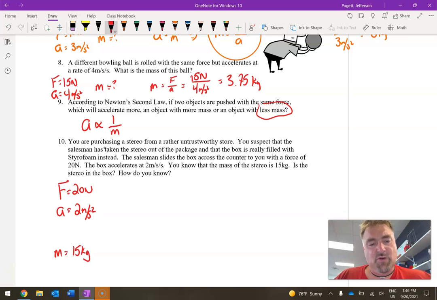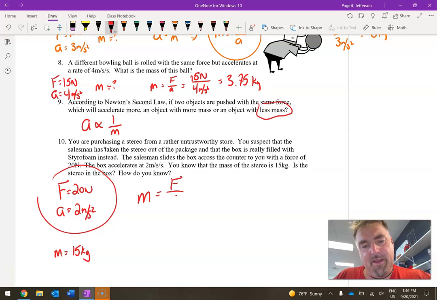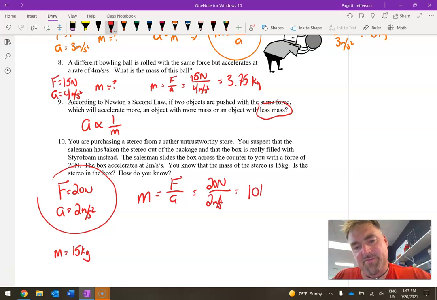Okay? And so if we take a look at this, that was the force applied onto our mass, giving an acceleration of 2. I can solve for the mass, F over a, so in this case 20 newtons divided by the 2 meters per second squared. That's only giving me a mass of 10 kilograms. So since I know that the stereo has a mass of 15 kilograms, it's obvious that that package does not contain the stereo.